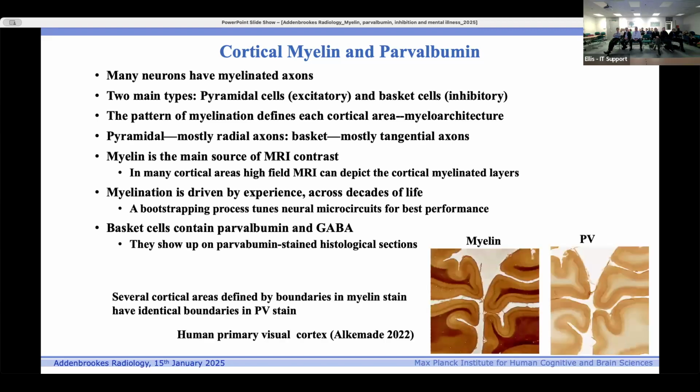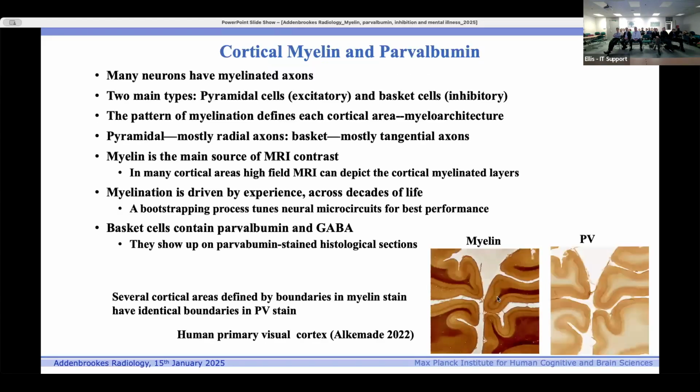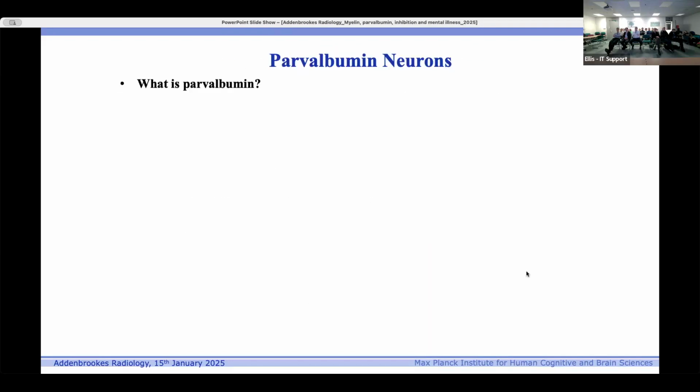And there we are. Here we have the sections, basically the same section, adjacent sections in the cadaver human brain. That's the myelin stain on the left. You can see the stripe of Gennari here, defining the primary visual cortex. And here's the parvalbumin stain. I'll say more about that in a bit.